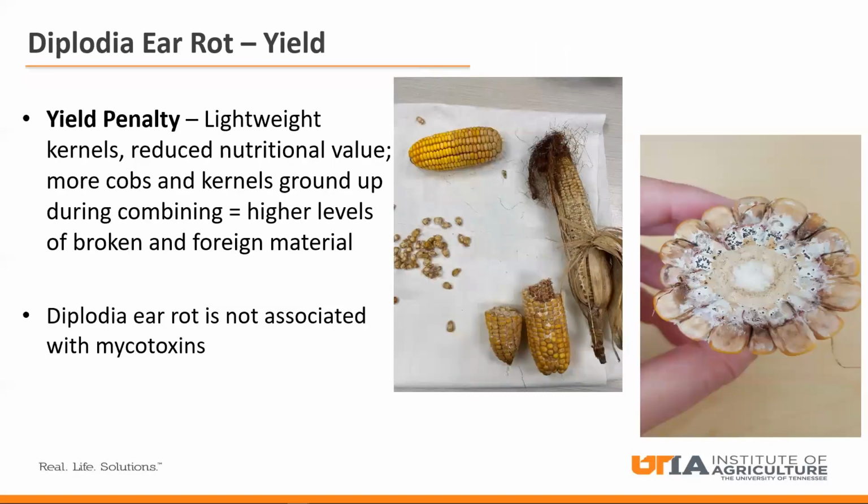Again, due to that ear rot, you can have lighter weight kernels, reduced nutritional value, which also just means more cobs and kernels can be ground up during the combining process, having a higher level of broken and foreign material in the bin. And again, over on the very far right, you're seeing those black pycnidia when you break open an ear in half to look for that.